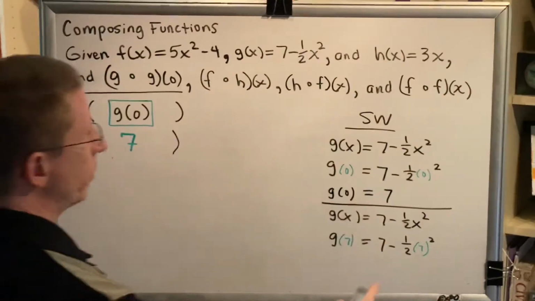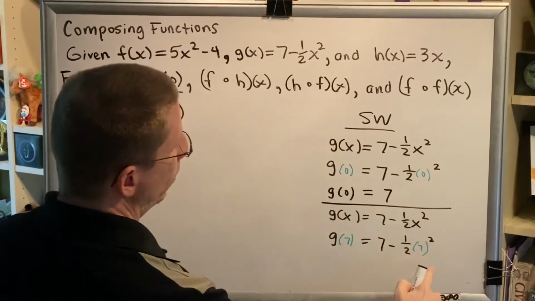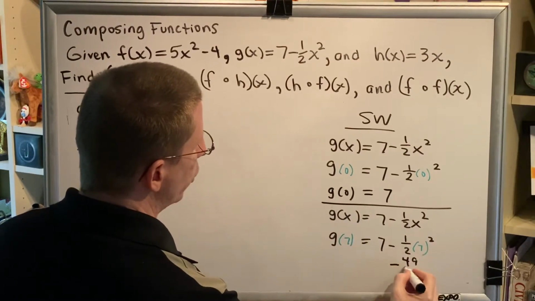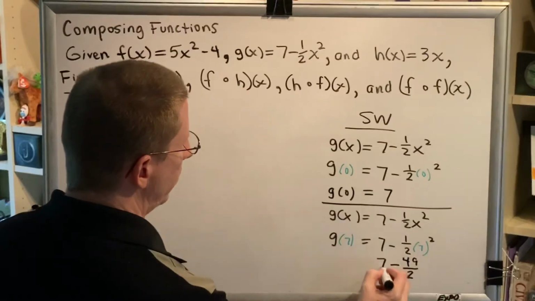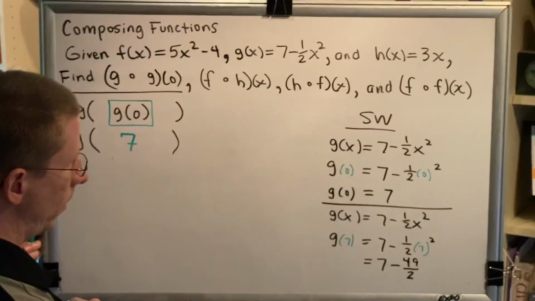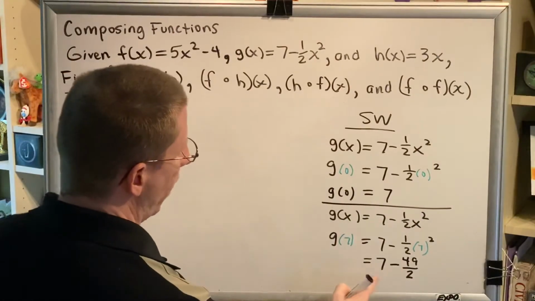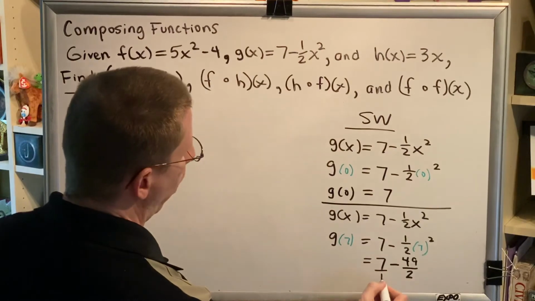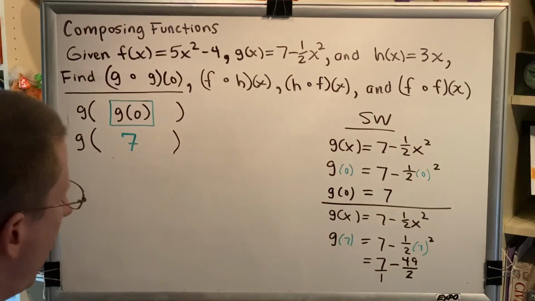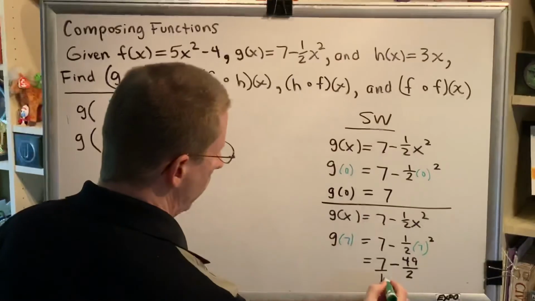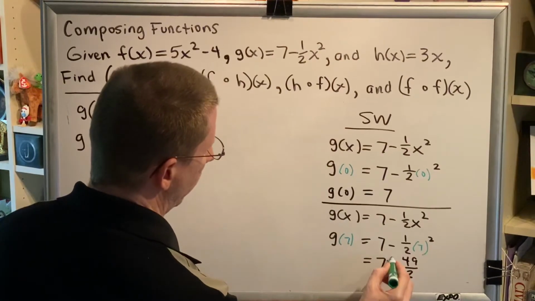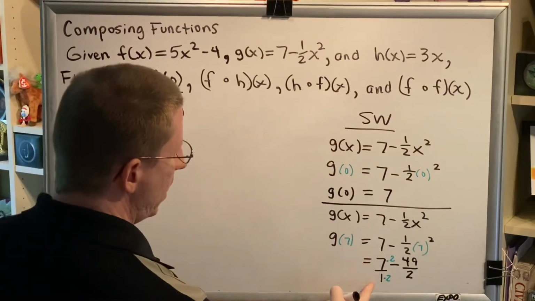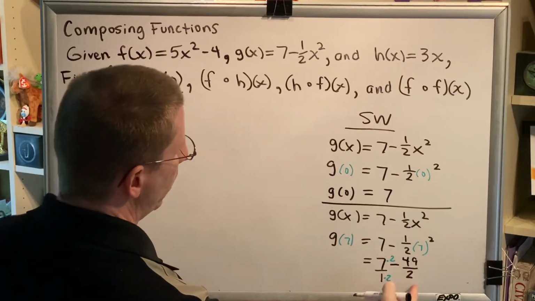Following order of operations, 7 squared is 49, and 49 times 1/2 is the fraction 49 over 2. I still have the 7 minus in front of it. Getting a common denominator so that I can combine these together, 7 is the same as 7 over 1. And if I multiply top and bottom by 2, then what I'm going to get is 14 over 2 minus 49 over 2.